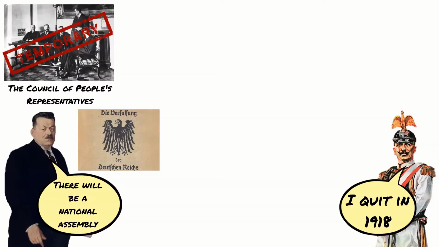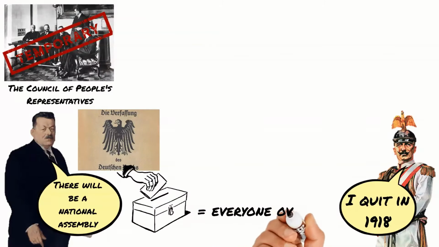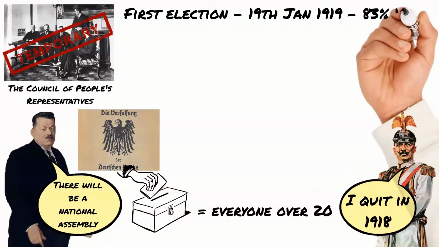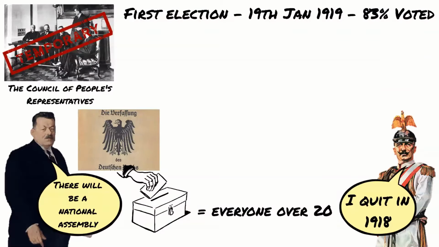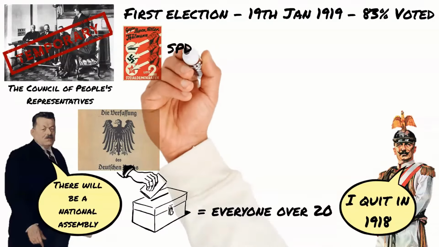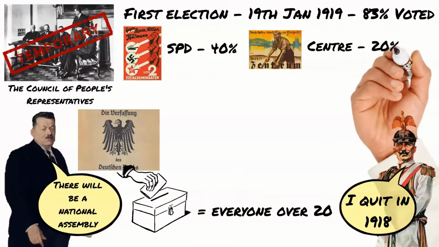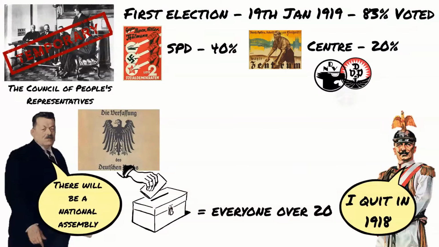Those eligible to vote, which is everyone male or female over the age of 20, got to cast their first votes in the election held on the 19th of January 1919. The elections were a huge success. 83% of those eligible voted, and the Socialist Democratic Party won 40% of the vote. The Centre Party won 20%, and the rest was shared mostly between moderate, non-extreme parties.